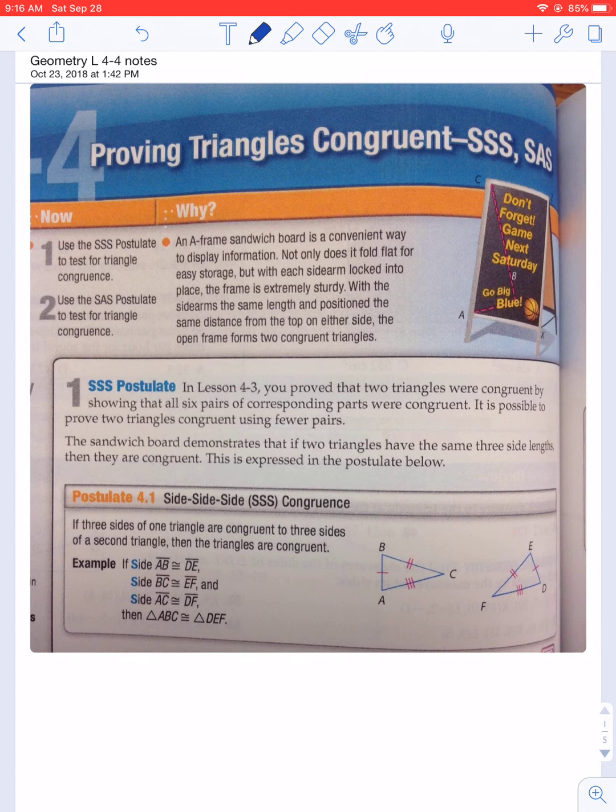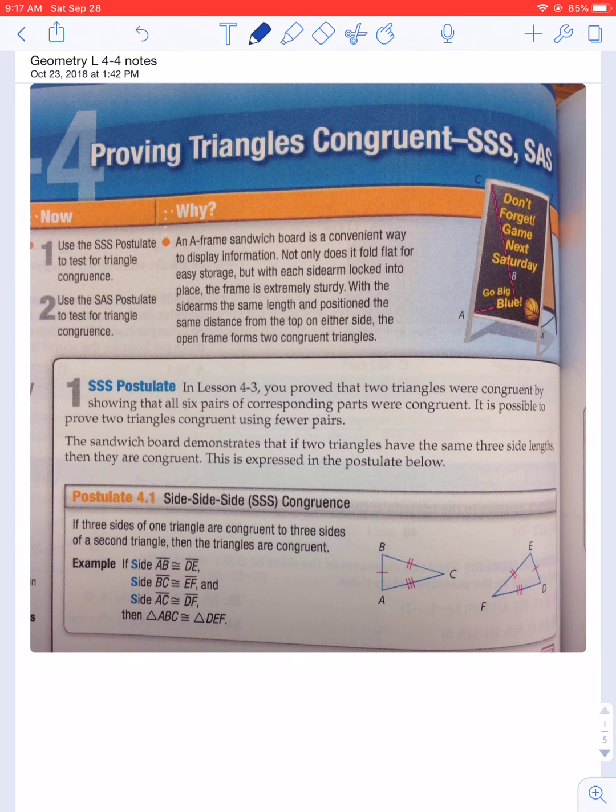If you read the top here, just like I said, in 4.3 we proved that 2 triangles were congruent by showing that all 6 pairs of corresponding parts were congruent. And again, that means your sides and angles, because that's what makes up a triangle. Now we're going to prove 2 triangles are congruent using fewer pairs of things, which is nice. So the first postulate is if 3 sides of one triangle are congruent to 3 sides of a second triangle, then the triangles are congruent.